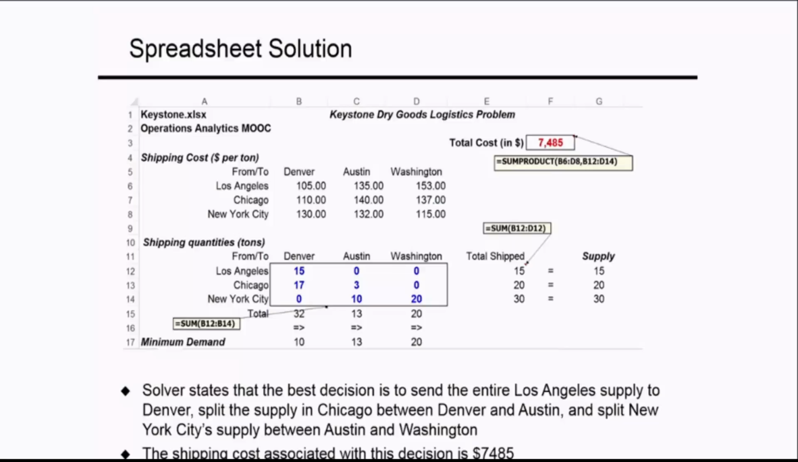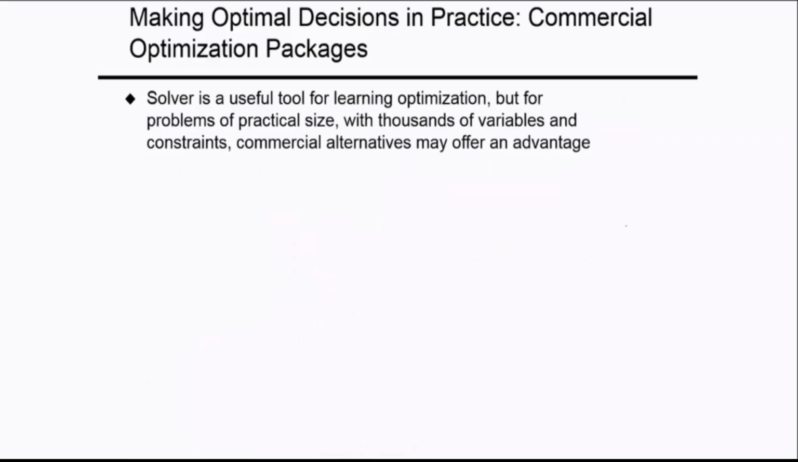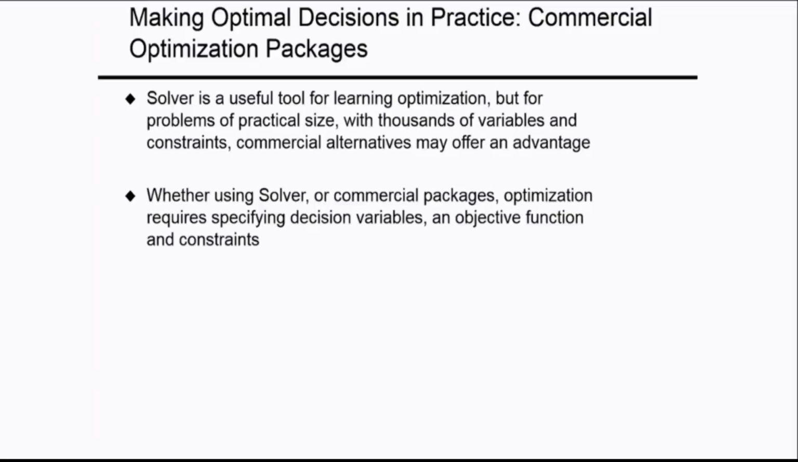Solver is a useful tool for learning optimization techniques using problems with small numbers of variables and constraints. However, real-size problems represent a serious challenge for the solver. Fortunately, there are a number of commercially available optimization tools that can tackle large problems. The good news is that whether you are using a solver or a commercial tool, you will still have to work with decision variables, objective function, and constraints. Here's a link to a recently compiled list of commercial optimization tools.